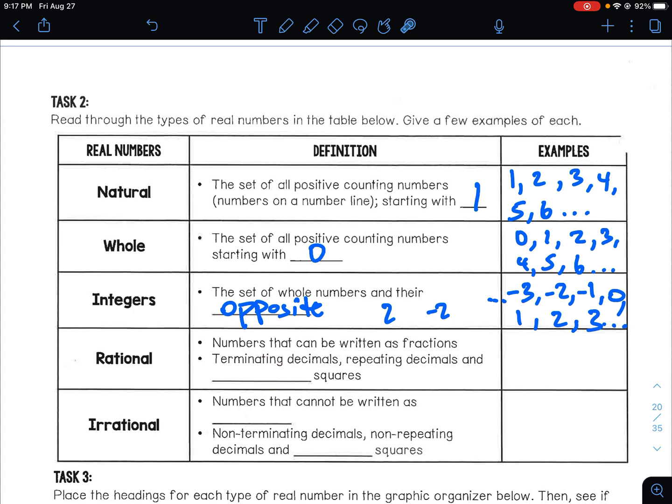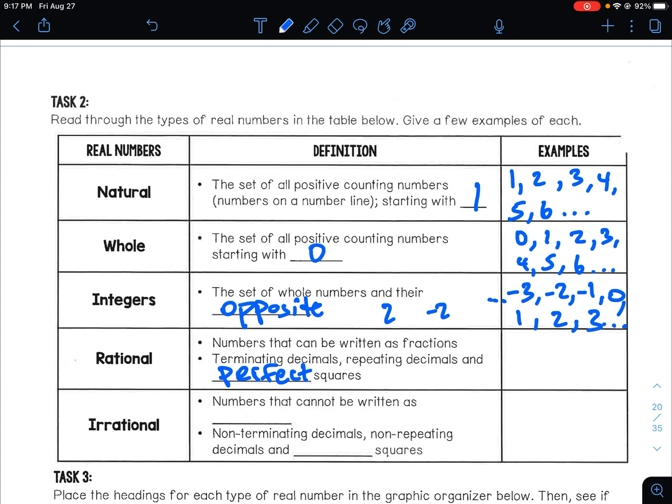Rational numbers, they are numbers that can be written as fractions. They are terminating decimals, repeating decimals, and perfect squares. Because perfect squares, like the square root of 81, or the square root of 100, the square root of 81 is 9, and the square root of 100 is 10. Those are whole numbers, so that's why they'd be rational.